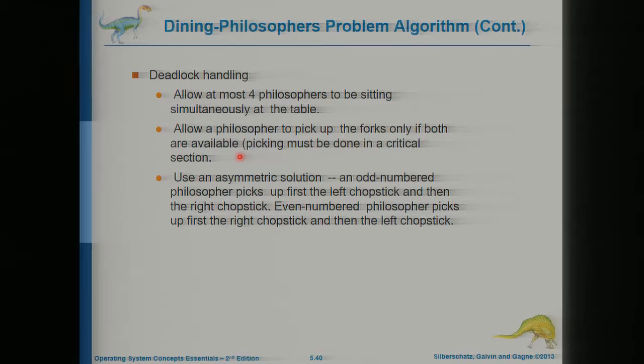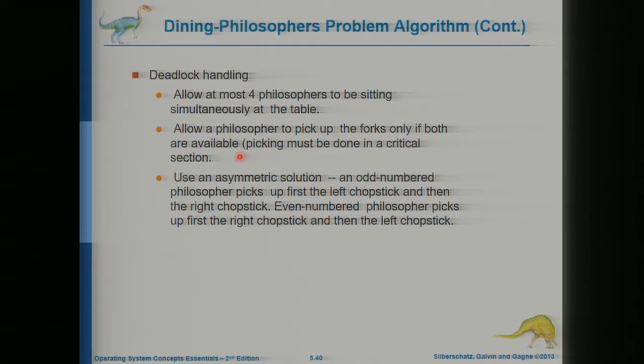Second option. Allow a philosopher to pick up the chopstick only if both are available. Only if both are available, allow him to pick up the chopstick. He will not pick up one chopstick and keep it in his hold waiting for the other chopstick to be available. So if both are available, he will use them. Otherwise, he will not pick up either of the chopsticks.